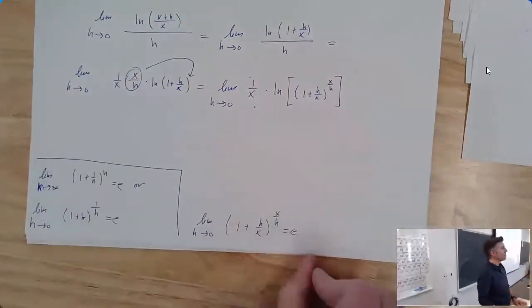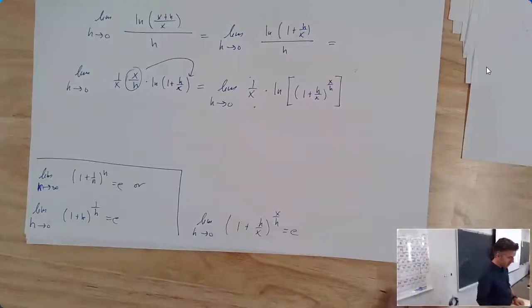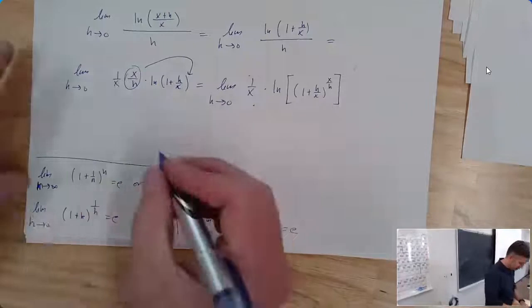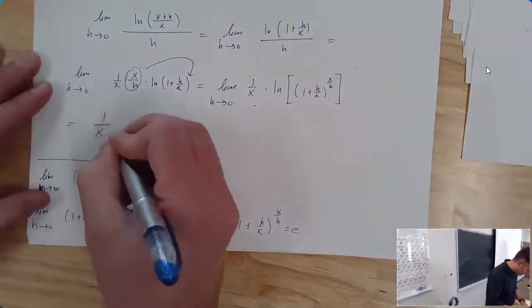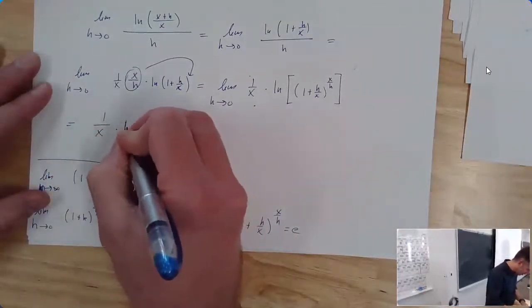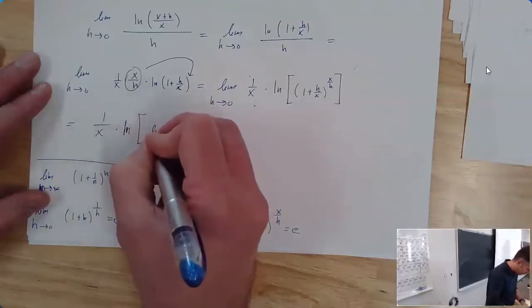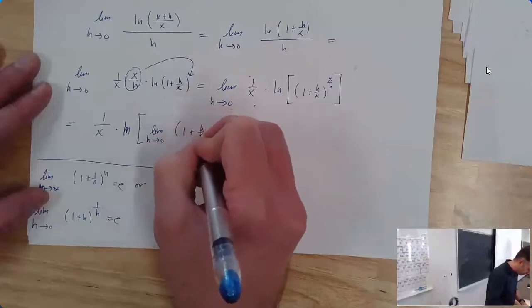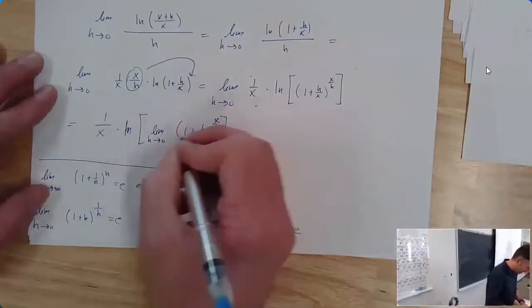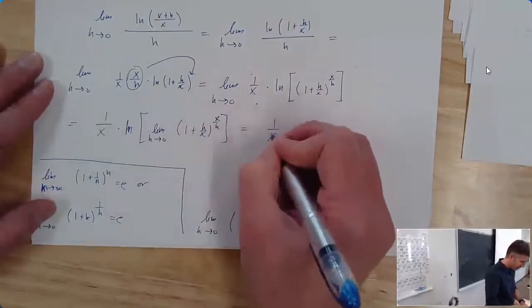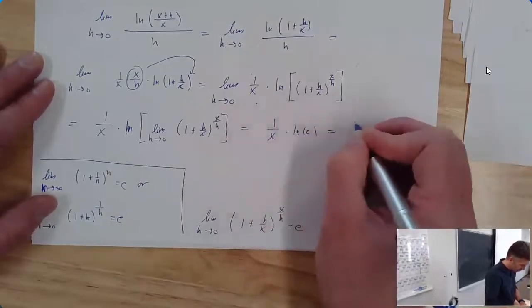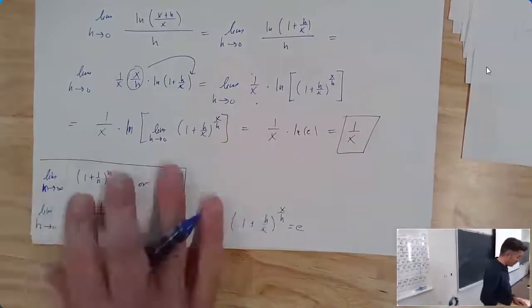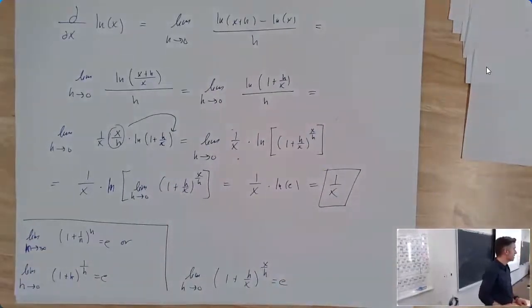And now we're going to use one of those limit rules that says the limit of a function of a thing, you can put the limit through the function and say it goes inside. So this is really equal to 1 over x times the natural log of the limit as h goes to 0 of 1 plus h over x to the x over h. We just said that was e. This is 1 over x times the natural log of e, which is 1 over x times 1. There's your derivative of the natural log of x, 1 over x.